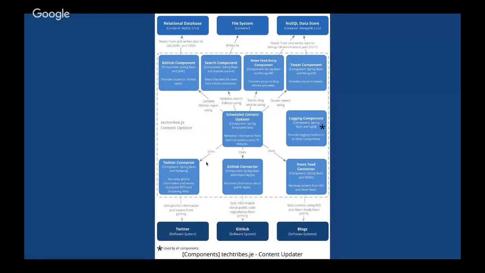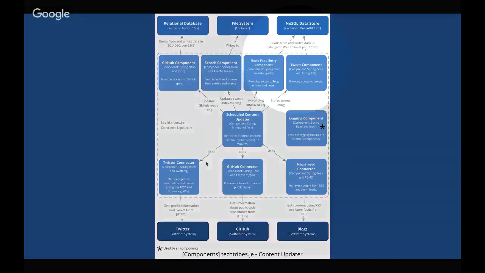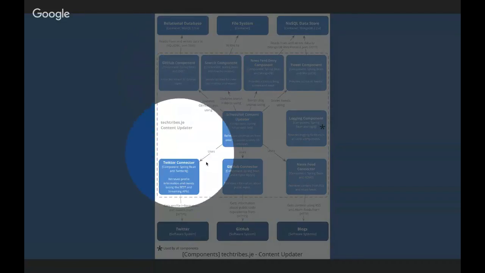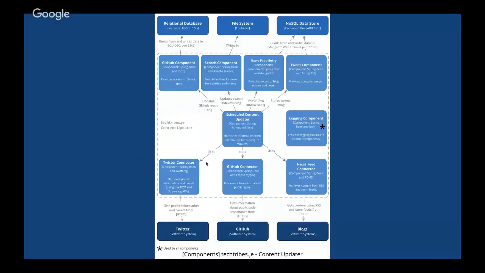So this diagram is really showing you the components within the code base. I'm also starting to show you more about the low-level implementation details. So that's a Spring Bean using JDBC. That's a Spring Bean using the Twitter4J library, and so on and so forth.